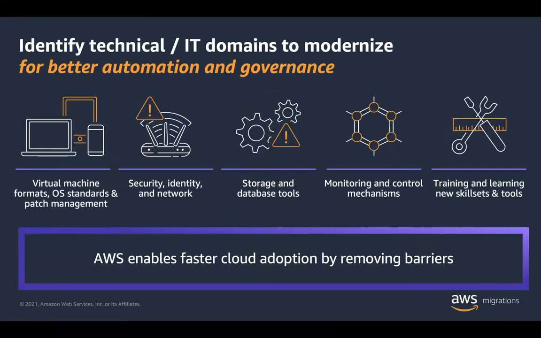AWS enables faster cloud adoption by removing any sort of barriers that you might have here. Even if you're not skilled on AWS, if your team is not having a lot of expertise around AWS, we ensure that we give you a lot of trainings and you can make use of those trainings to get skilled on AWS and eventually be self-sufficient while running on AWS cloud.